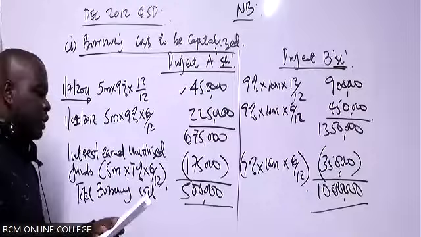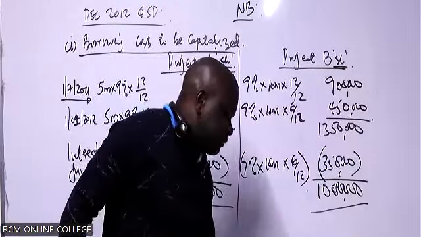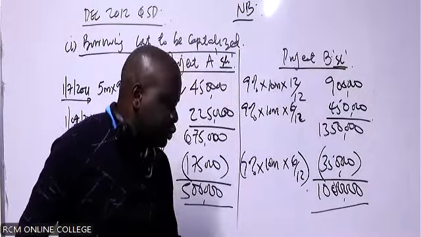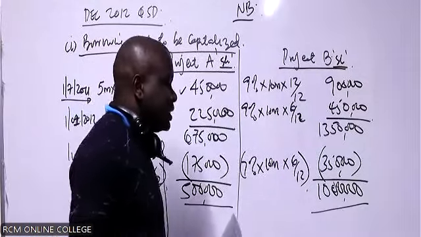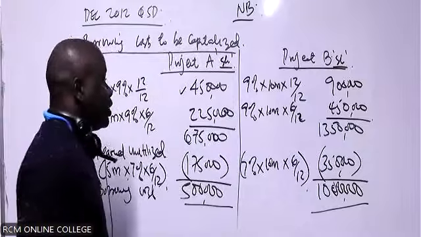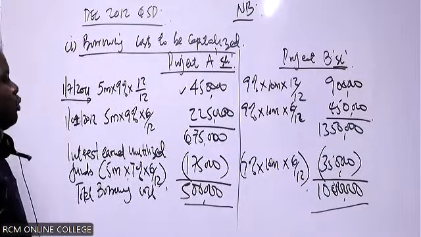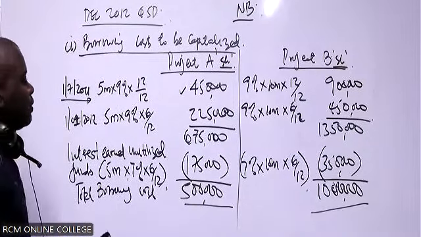The second part of the question, they wanted you to get the value of the asset in the books of Ashua Limited as at 30th of June 2012. How easy is that now? Once you've already gotten the borrowing cost, that one becomes very easy.